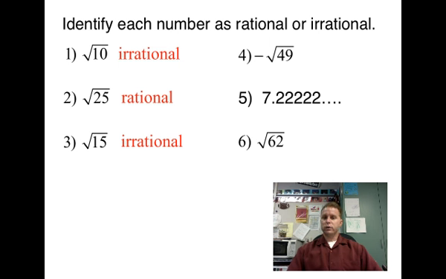The negative square root of 49 is rational. Square root of 49 is 7, but then the negative in front makes it a negative 7. And we can have integers. Integers are rational numbers. 7.22222. Did you say rational or irrational? Hopefully you said rational because it is repeating. There is a pattern. Number 6, square root of 62 is irrational because you can't take the square root of 62.